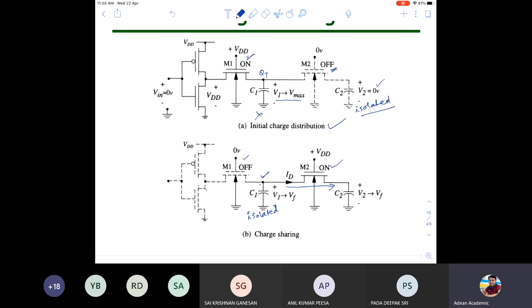It is not even connected to this off transistor. So this is off. This is off. Everything is off. Means this is isolated. Now this is not isolated. This is now connected to the pass transistor and C1.